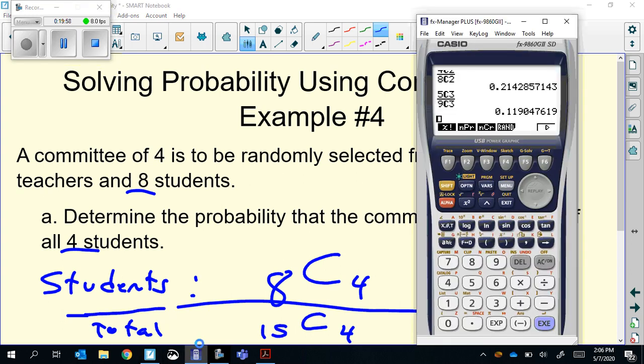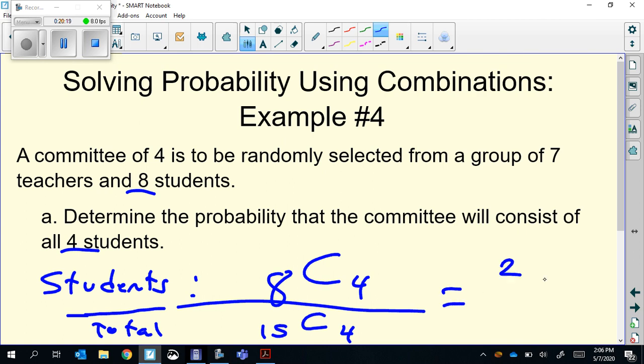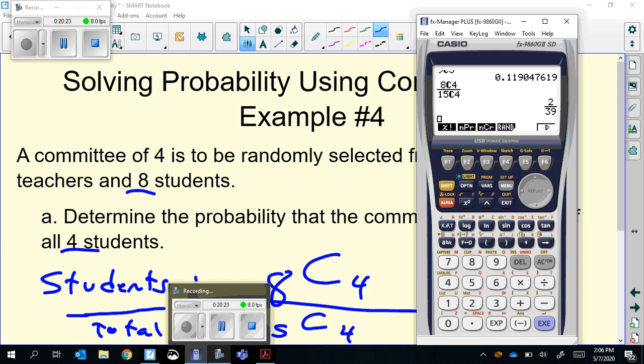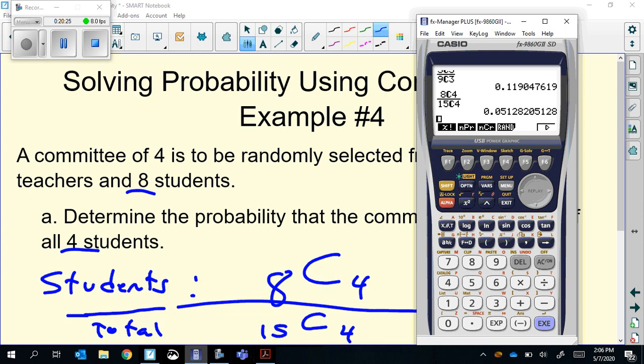So again, 8C4 over 15C4. Over 39. Or again, if you wanted a percent or a decimal, just change it. About 5% chance of that happening.